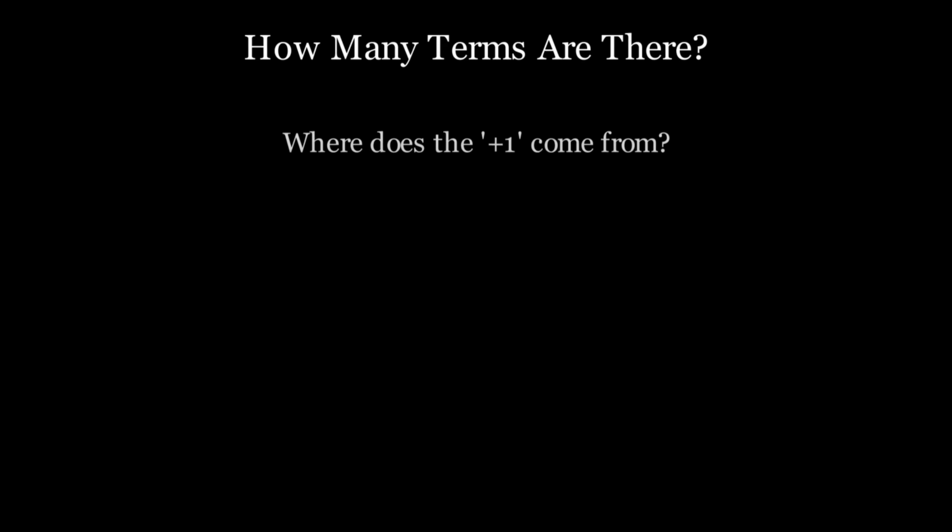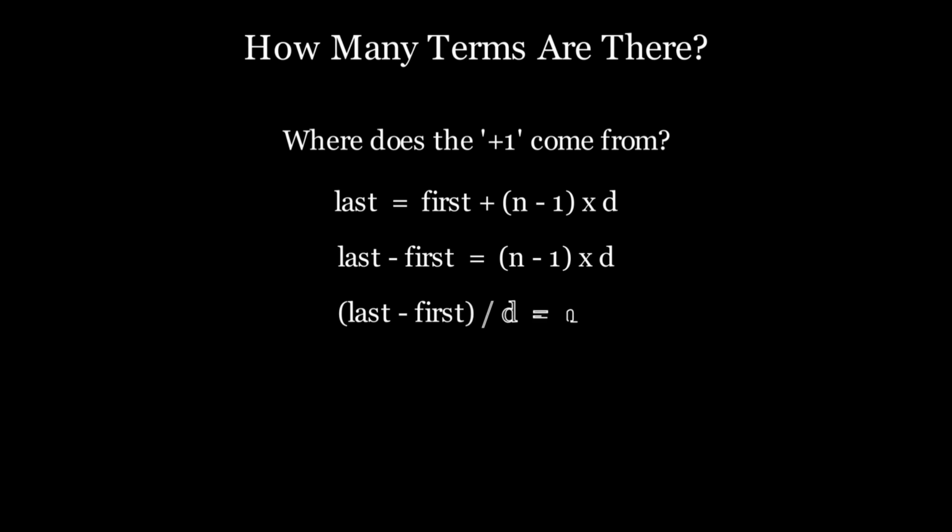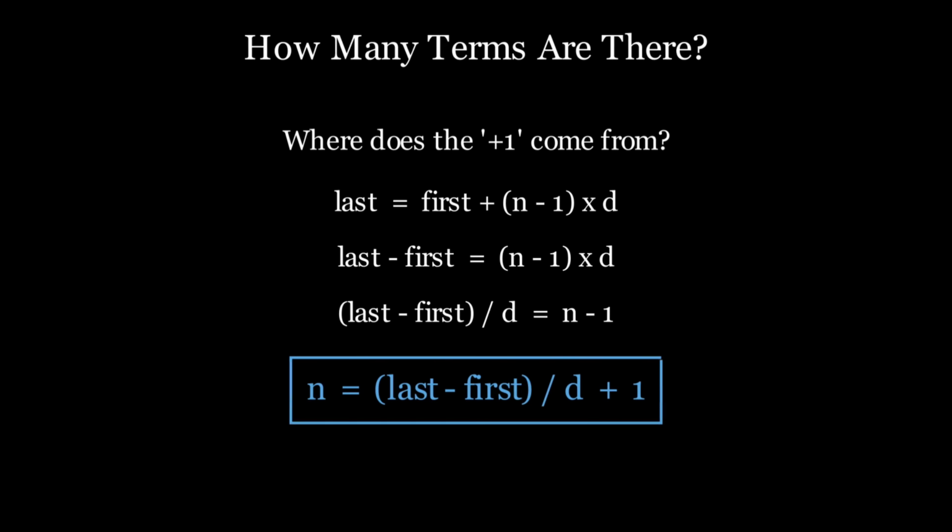We can find the general formula to find n. We know that last term equals first term plus (n minus 1) d. So last term minus first term is (n minus 1) into d. Last term minus first term divided by d is equal to n minus 1. So n equals (last term minus first term) by d, plus 1. This is the formula to find n. You can check it for the earlier arithmetic sequence.